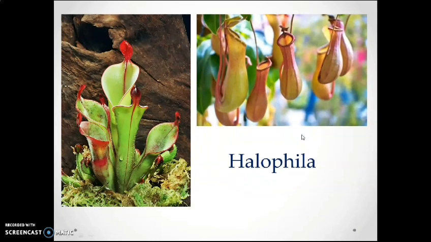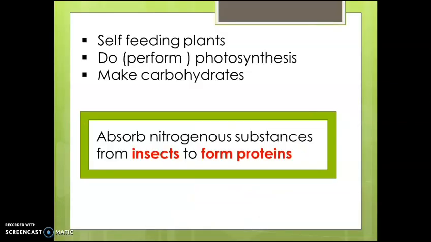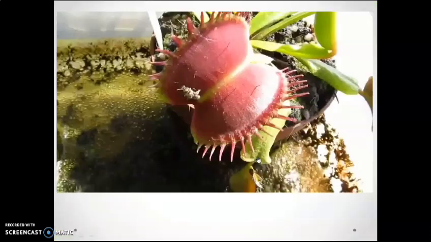They are insectivorous plants. They feed on insects. They are self-feeding plants, performing photosynthesis like all plants, making carbohydrates or their own food, but the problem is the absorption of nitrogenous substances. They cannot absorb the nitrogenous substances from the soil, so they absorb them from insects to make proteins.